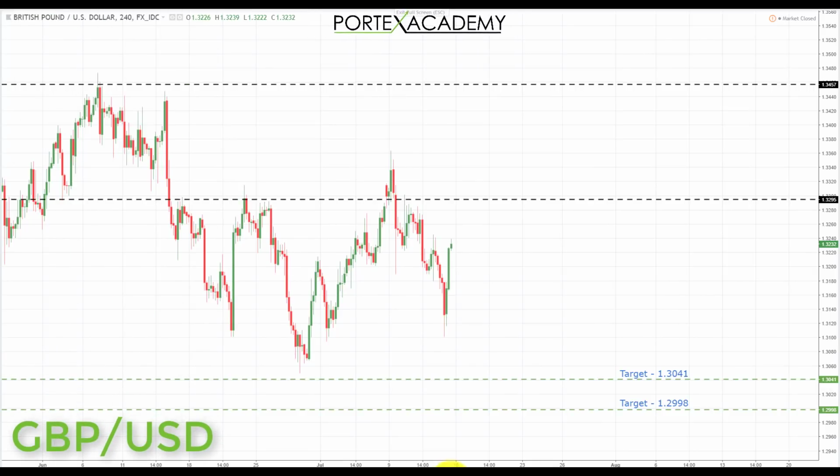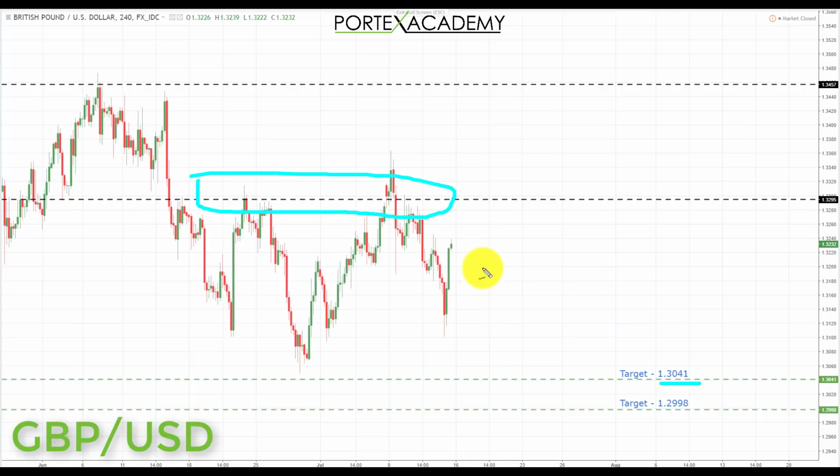Next we have pound dollar. Now last week we were looking for a bounce at the key area of resistance at 1.3295, and you can see we did actually sell off last week from this key area of resistance, and we started to make our way down towards the target set from last week at 1.3041.